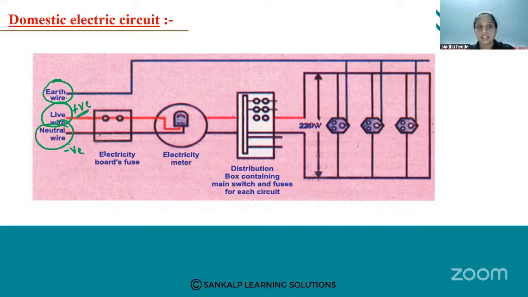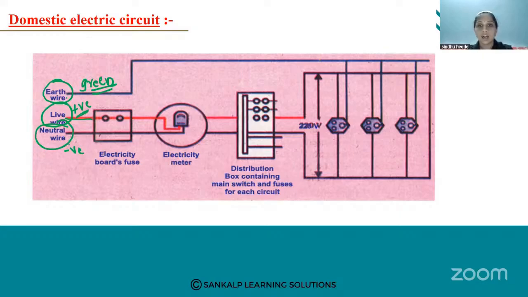See, this live wire is always insulated with red color. So live wire is red, and neutral wire is insulated with black color. And earth wire is always green, it is insulated with green. So these three are the main wires used in our electric circuits.